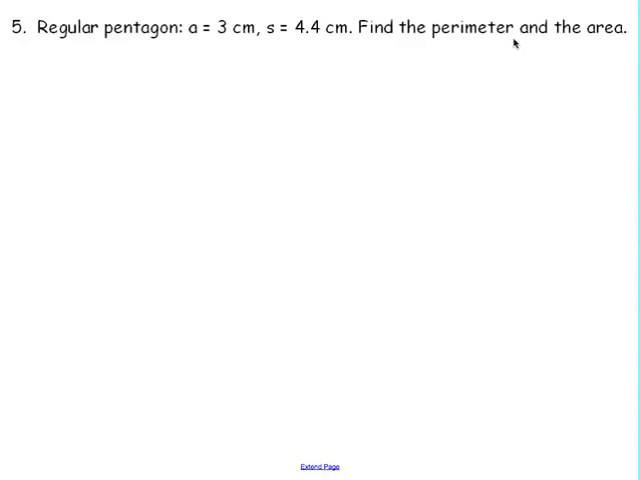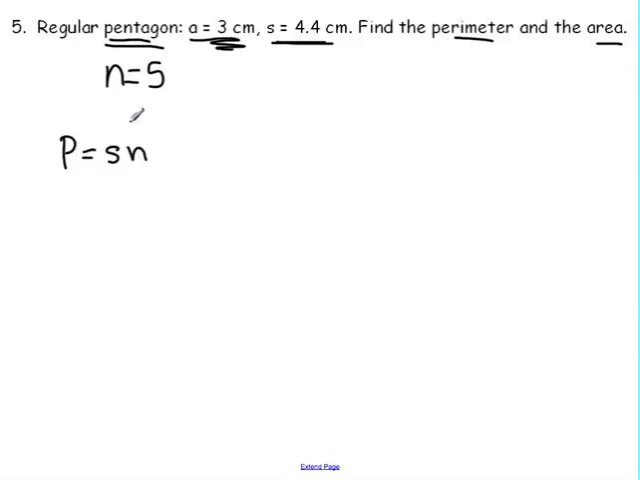It says you have a regular pentagon. What I have to think in my head, a pentagon means that it has 5 sides. The penta means 5. It tells me my A is 3 centimeters and my S is 4.4 centimeters. Again, find the perimeter and the area. So perimeter just equals S times N.